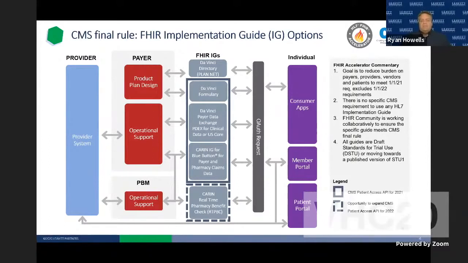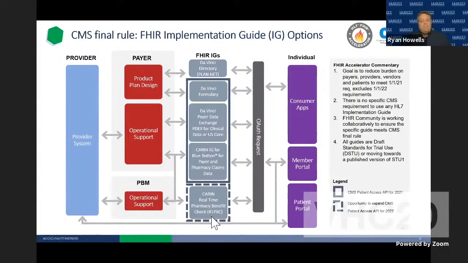And the industry is really rallying around these 3 implementation guides. For formulary, it's the DaVinci Formulary Implementation Guide. Again, this is all listed on the CMS website. For clinical data, it's the DaVinci PDEX Payer Data Exchange or USCDI implementation guide to provide that clinical data to the individual user. And for claims data, it's the CARIN implementation guide for Blue Button, which we're going to talk about a little bit today. And I know Amol is going to follow us a little bit, and 2 more speakers to talk about it in much more detail, so you'll get a good understanding about it. But this is where CARIN plays a role.